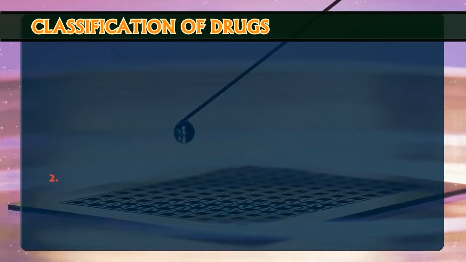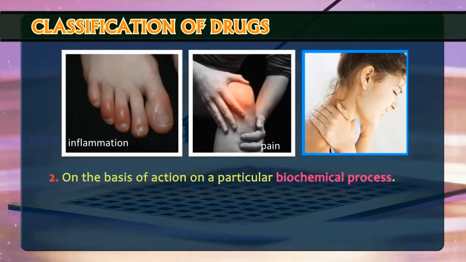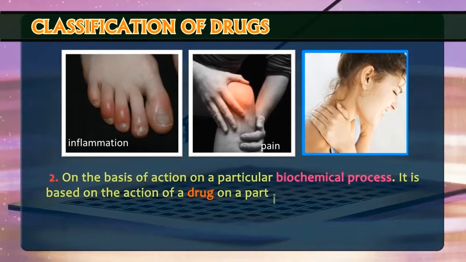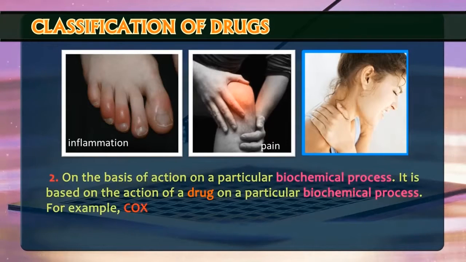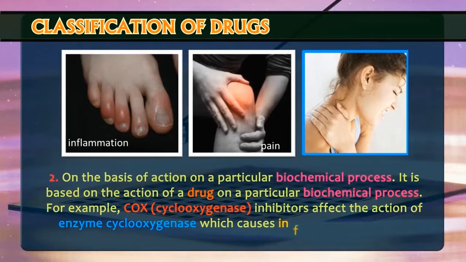2. On the basis of action on a particular biochemical process. It is based on the action of a drug on a particular biochemical process. For example, COX, cyclooxygenase inhibitors affect the action of enzyme cyclooxygenase, which causes inflammation and pain.